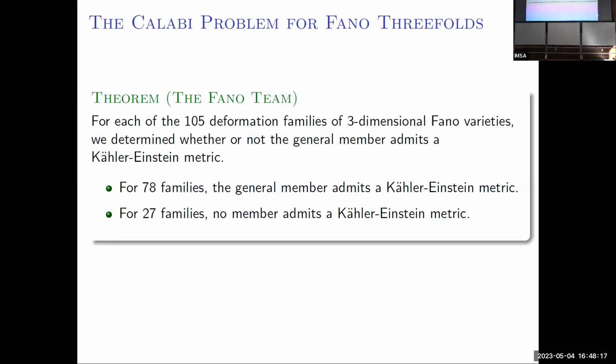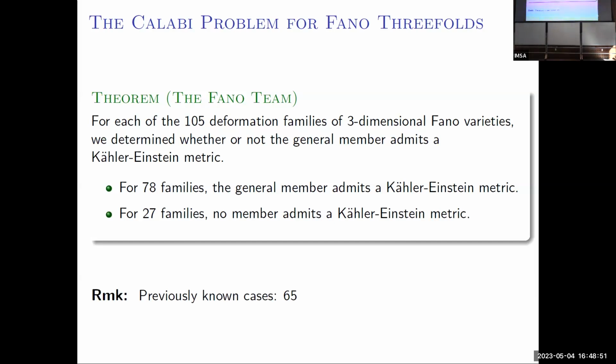So in principle, it could be possible that the general member does not have a Kähler-Einstein metric, but then you have some special members that do. This does not happen, at least in the three-dimensional case. We do not know whether this could happen in higher dimensions, but in dimension 3, this did not happen. And let me also point out that many of these cases were already known before.